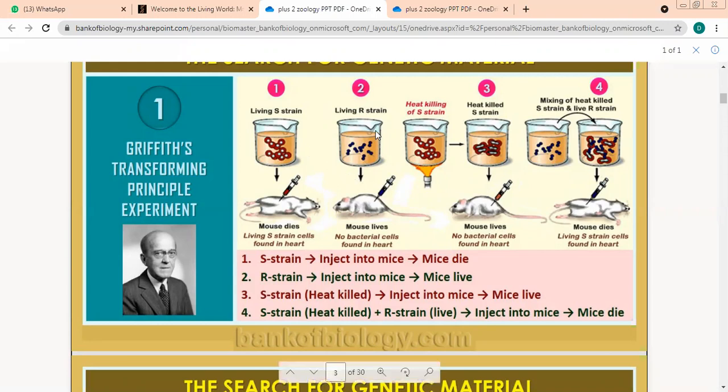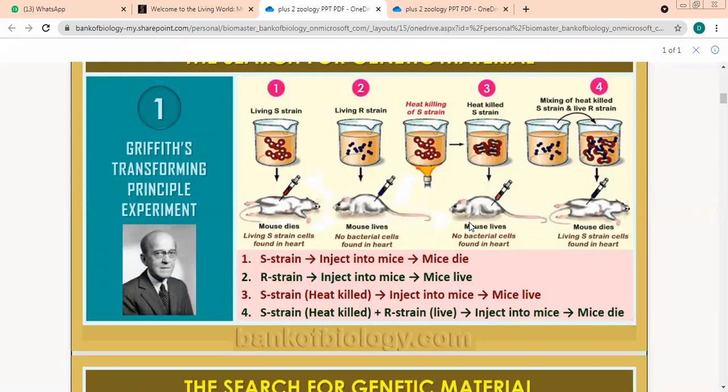Then he said, okay, let me do something with this S strain. He heated this strain first. Which strain? S strain. He heated it and then injected it into a mice. Then the mice did not die. Earlier, without heating, when S strain was injected, the mice died. But when the S strain was heated and then injected into a mice, the mice did not die.